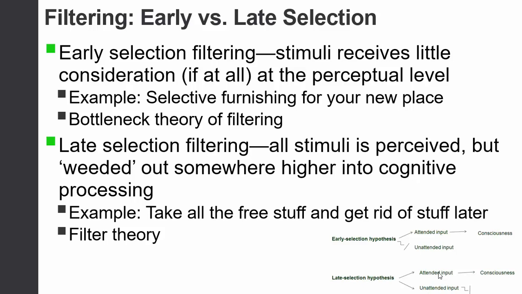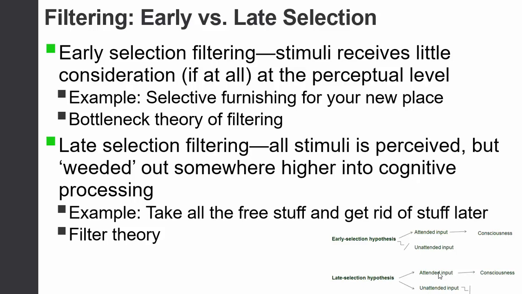You move everything into the new apartment. You take everything that everybody gives you, and then once it's all in the new place, that's when you start getting rid of things and saying, I don't really like these towels, or these towels don't work for me, or this piece of furniture really doesn't work. That would be an example of late selection filtering.